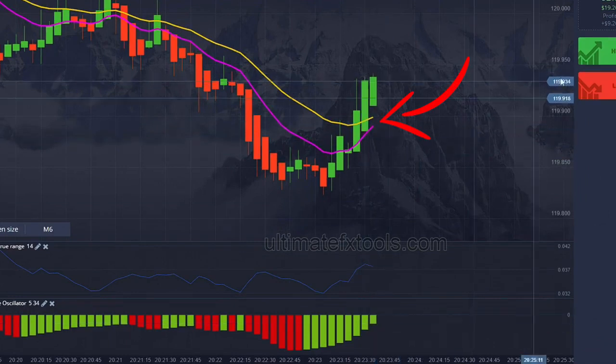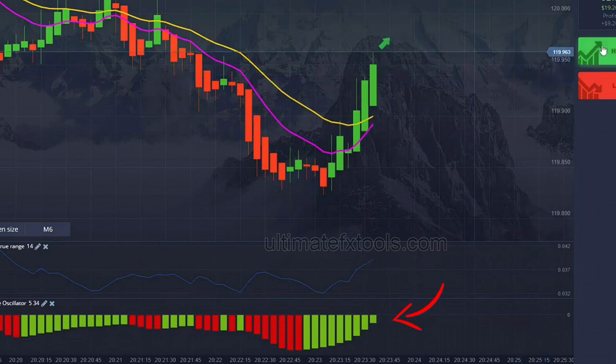Take a look at this chart. The moving averages will tend to meet each other. The ATR is on uptrend, then the AO is going up. Let's go for higher.